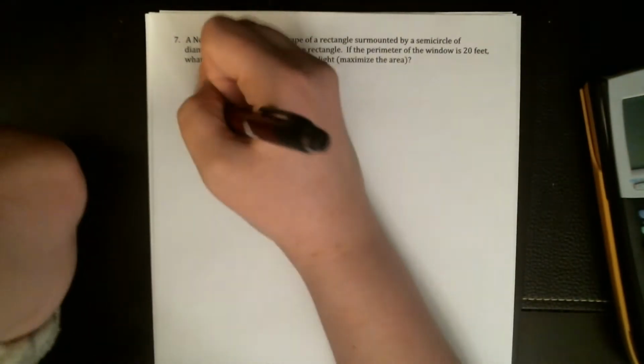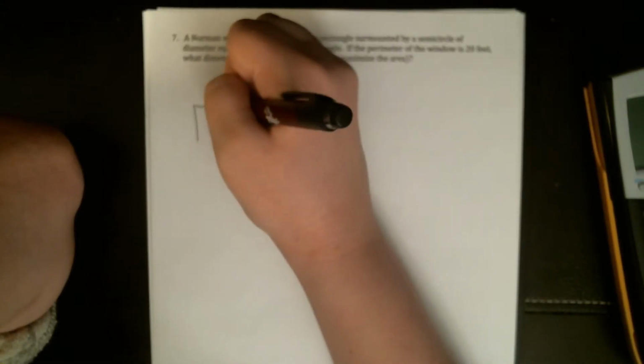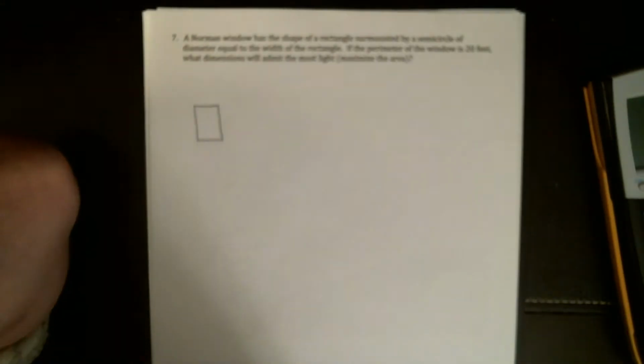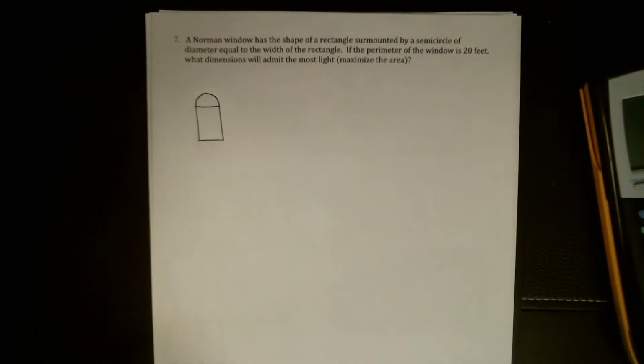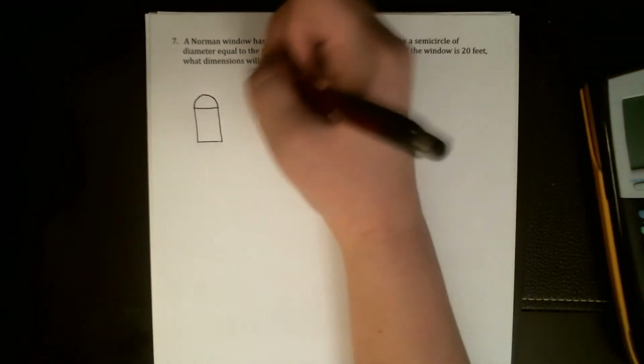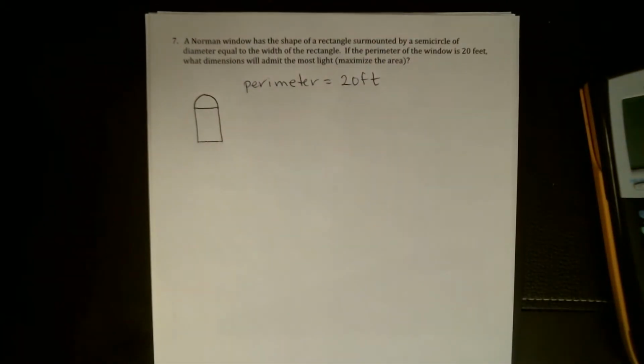So we have a window that is a rectangle, and sitting right at the top is a semicircle whose diameter exactly matches up with the width of the rectangle. We're told that the perimeter of the window is 20 feet. And we are supposed to figure out what dimensions will admit the most light. So in other words, maximize the area of this window.